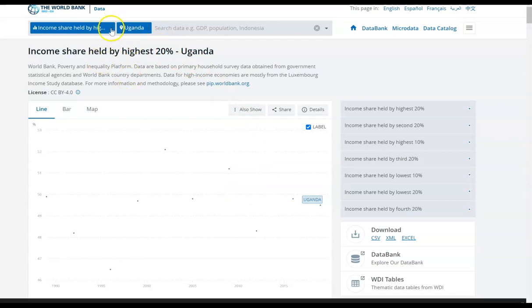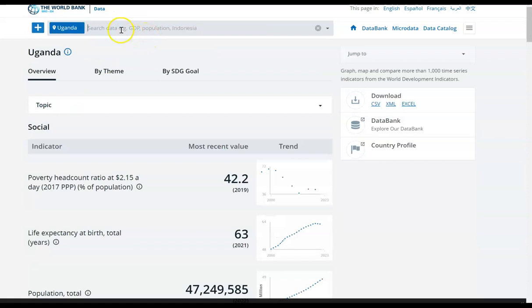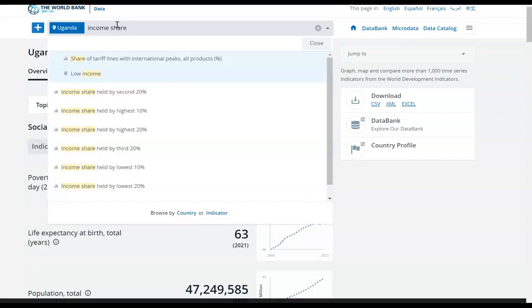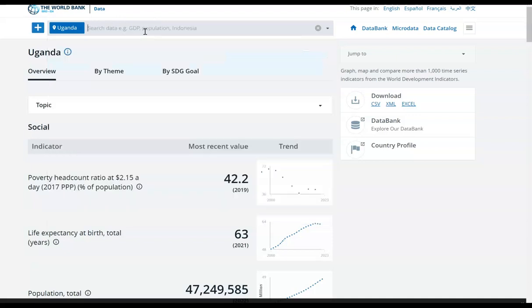And then if you put in that same thing, you can see I have income share by various different groups, right? Lowest 20%, that's the 20% with the lowest incomes. And I have the second 20%, the third 20%, and so on. Okay. Finally, and this will be much later in the class, you'll be looking for other kinds of data. And it's all here.